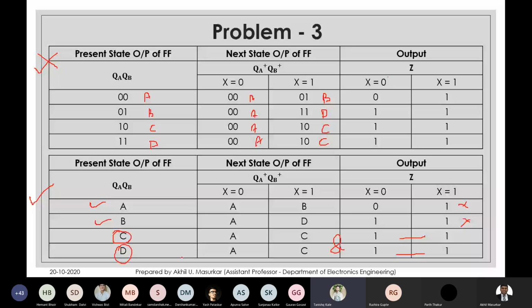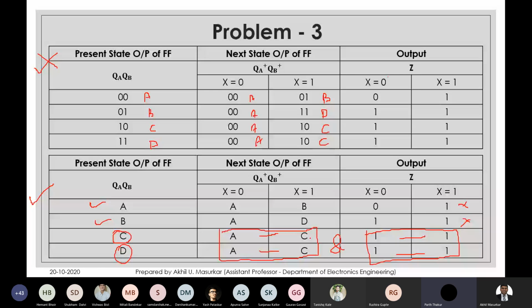Okay. Parth, can you just unmute? Parth, now you can see the outputs are equal as well as the next states are also equal. You can see here the next state for C when x equal to 0 and x equal to 1 is A and C, as well as for D also it is A and C. So for two states to be equal, both the next state and output should be the same.